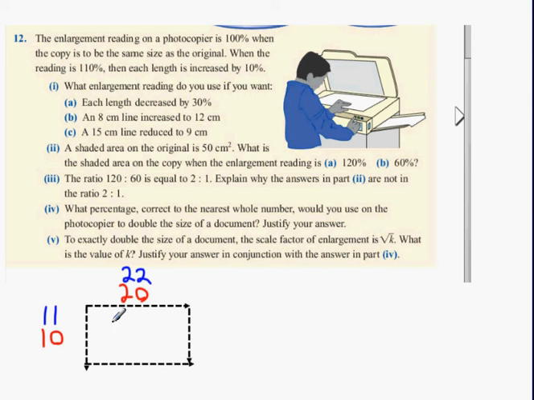Now, it will, however, cause a jump of an area of 200 to an area of 220. So although I increased my lengths by 10%, how much did I increase my area by? An increase of 20 divided by 200, still an increase of 10%. Okay, so that's an interesting one. We'll try 20% just to see if this still works out.